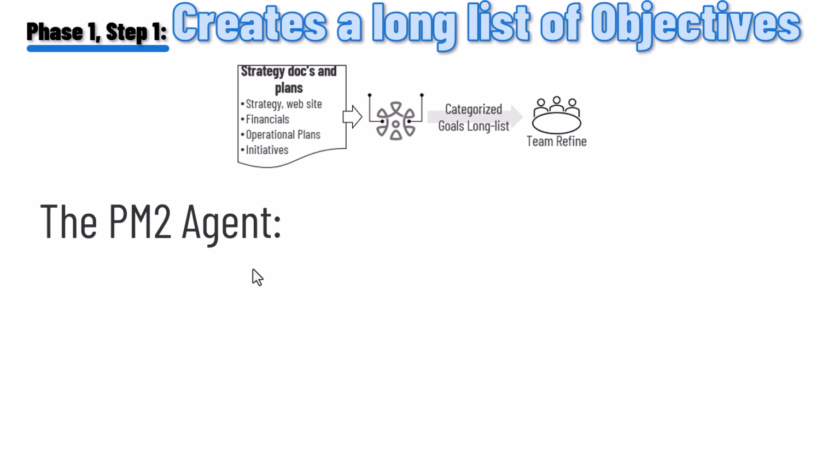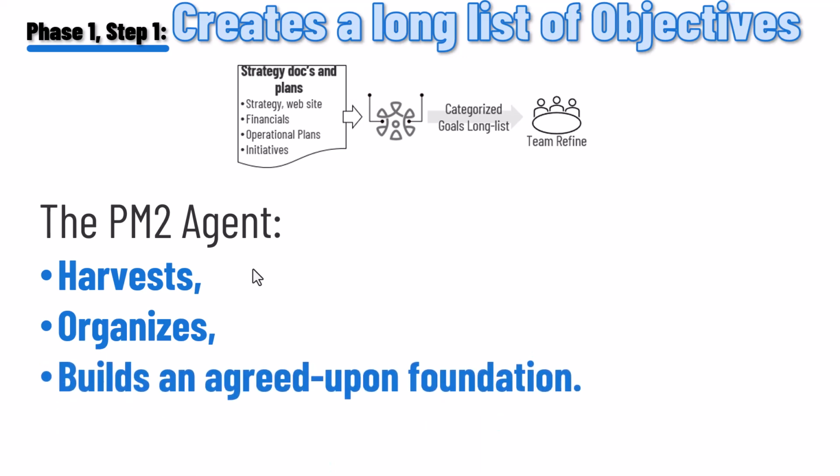So for example, phase 1, step 1, it's going to create a long list of objectives. And of course, what it does is it harvests from all your existing documents. Now, the average client, you've got a strategy plan, you've got financial plans, you've got operational plans, you've got initiatives, you've got departmental statements, you've got team charters. All of these things have little fragments of your strategy in them. It's going to take a look at all of those and organize them into 4 perspectives and the 13 categories of objectives so that you've got a long list and you can see everything that's out there. Then it's going to organize them, as I said, into those perspectives and categories. And then it begins building that agreed upon foundation.